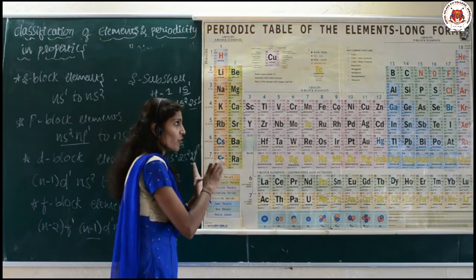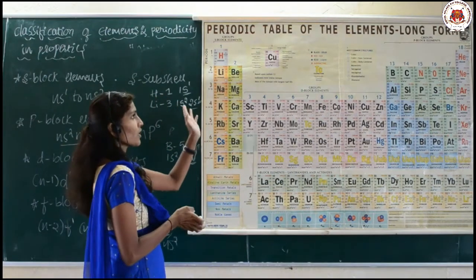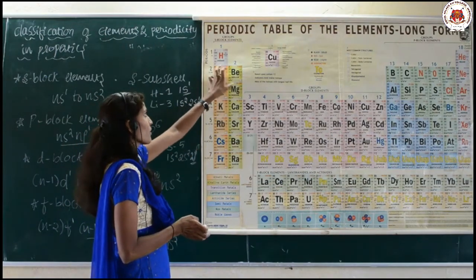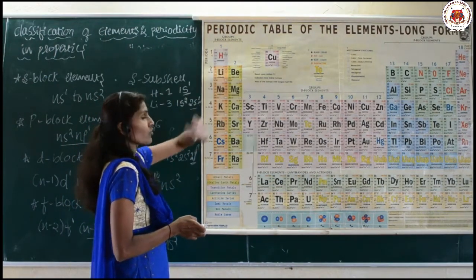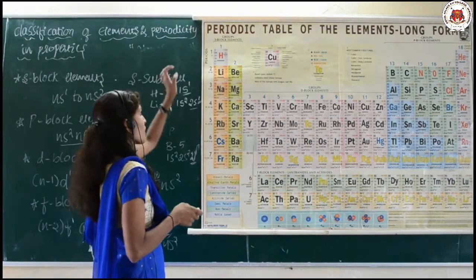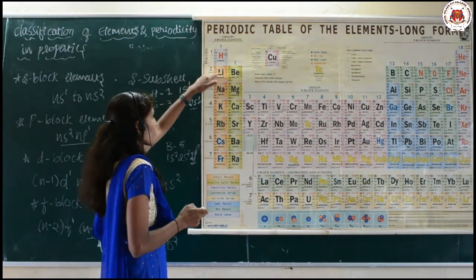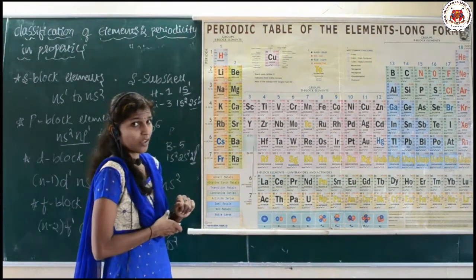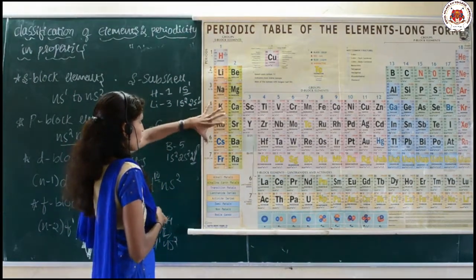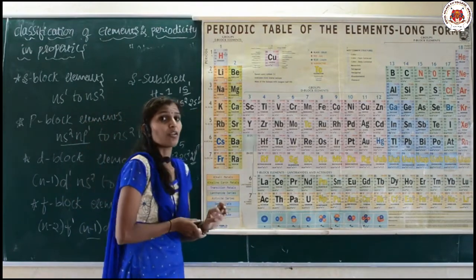So this is how we can explain the groups, that is, how the groups are arranged into different blocks of elements. And one more thing I want to tell you: 7 periods are there. Of these 7 periods, the starting 3 periods are short periods, and the other 4, that is 4 to 7, are called long periods.